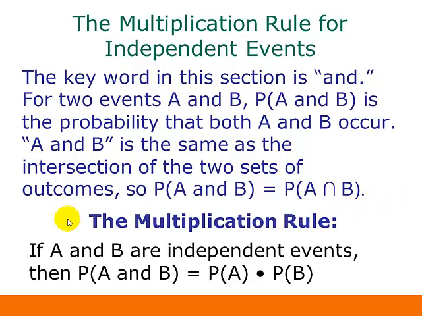The multiplication rule says that if A and B are independent events, then the probability of A and B is just the probability of A times the probability of B. Remember, with the addition rule, we had the probability of A or B, and we were adding here instead of multiplying. So if we have an "or", then we're adding the probabilities. If we have an "and", we're multiplying the probabilities.